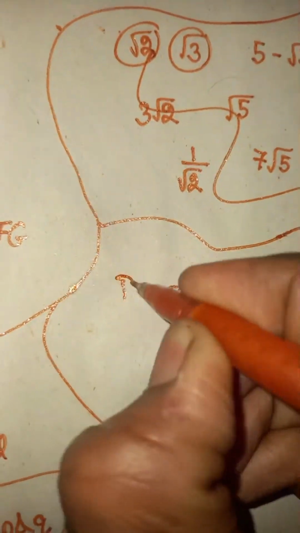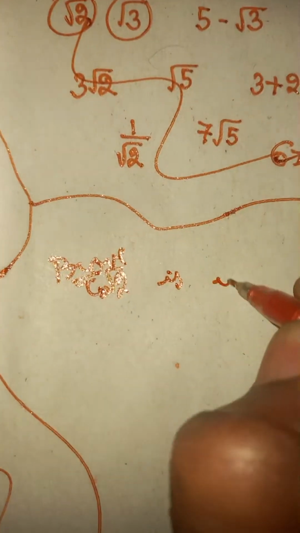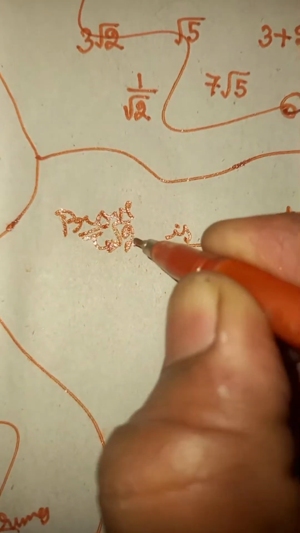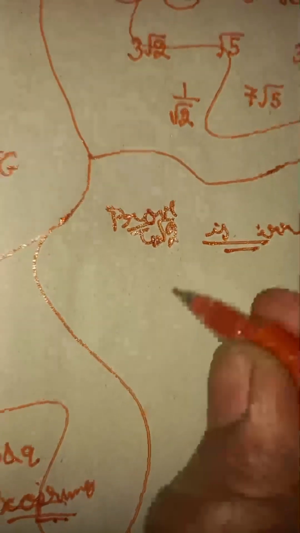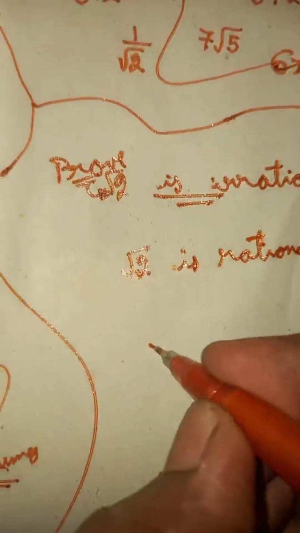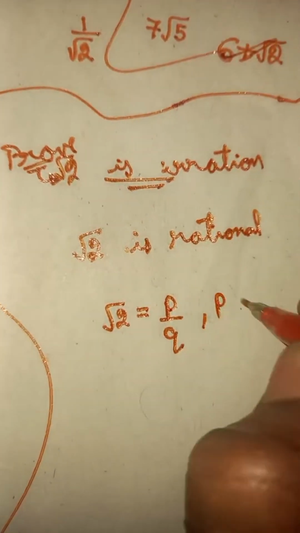Rational number. You need to prove that root 2 is going to be irrational. To prove that, I start by taking it as a rational number. Let's take root 2 as rational. Root 2 is rational means you can write root 2 as p by q, and here p and q are coprimes.